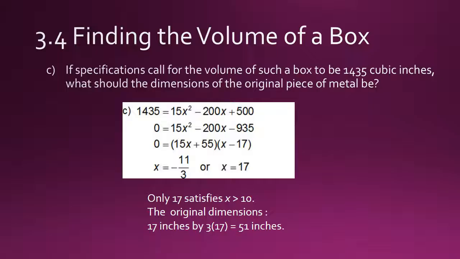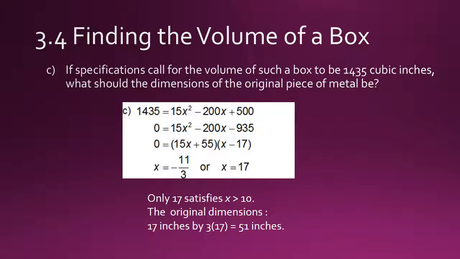Part C, if the specifications call for the volume of the box to be 1,435 cubic inches, what should the dimensions of the original piece of metal be? We'll just take our volume equation that we found in part A, and set that equal to 1,435. And you see we've done that here. We subtracted that from both sides to get it in the proper form, and here we actually factored it. We got 15x plus 55, or x minus 17. That gives us negative 11/3 and 17.